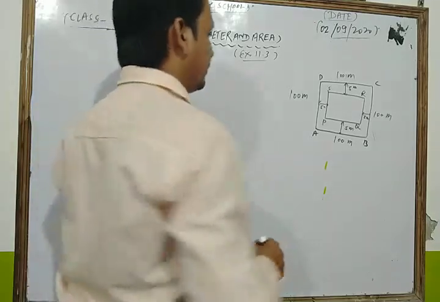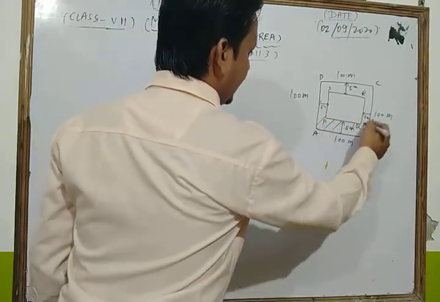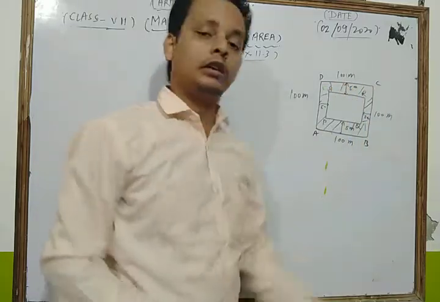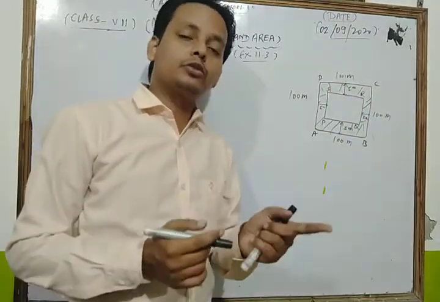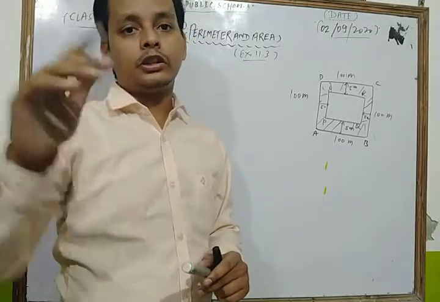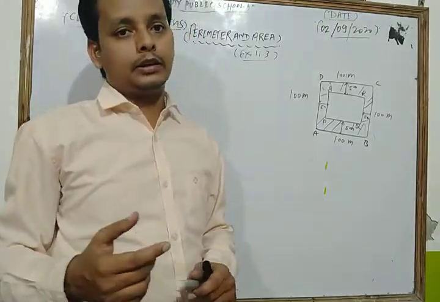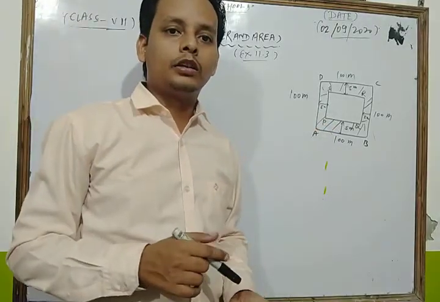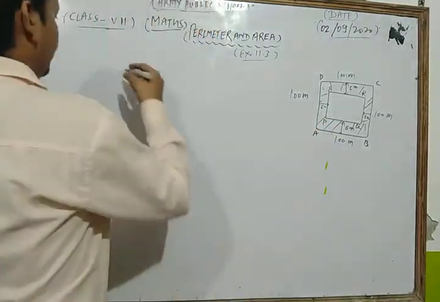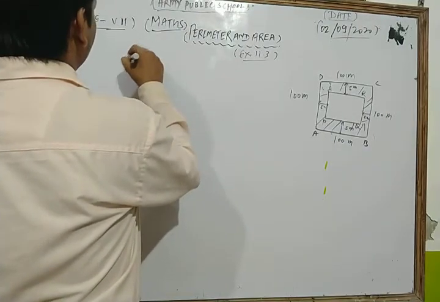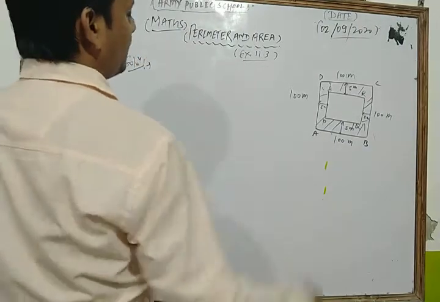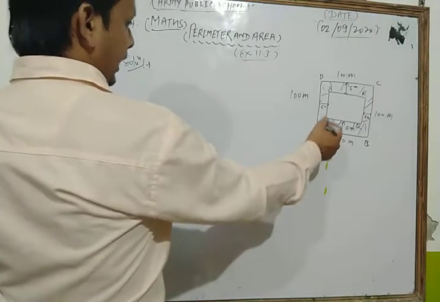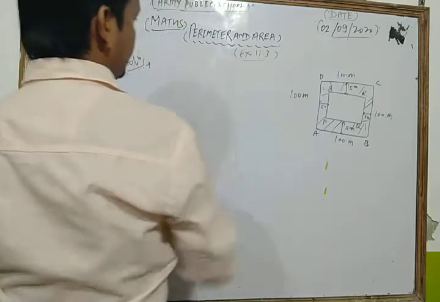Here we find the area of the path. Here the path is constructed inside the square park, and in the previous question the path was constructed outside the rectangular park. Here this path is constructed inside the square park. Let's see this type of question. First of all, dear students, let's see its solution. First of all, we find the area of square ABCD.